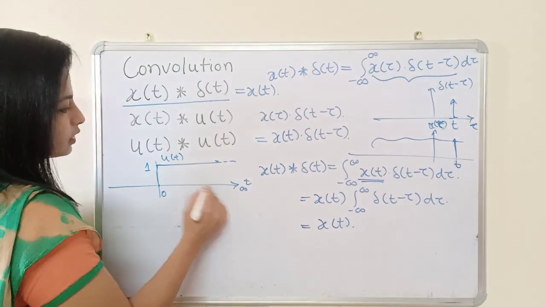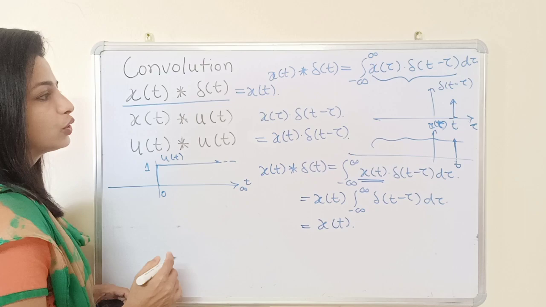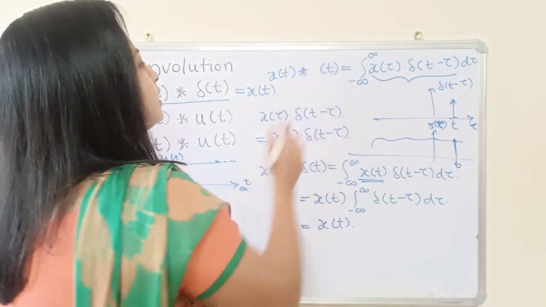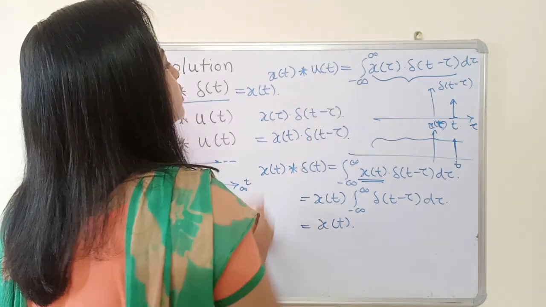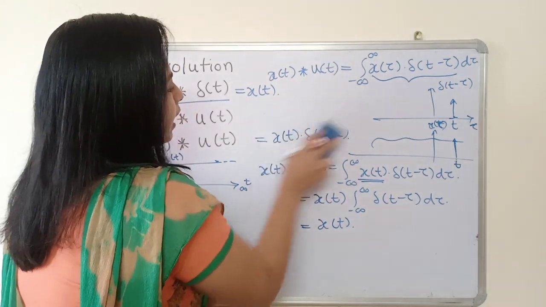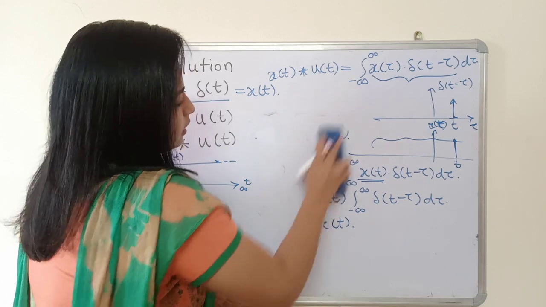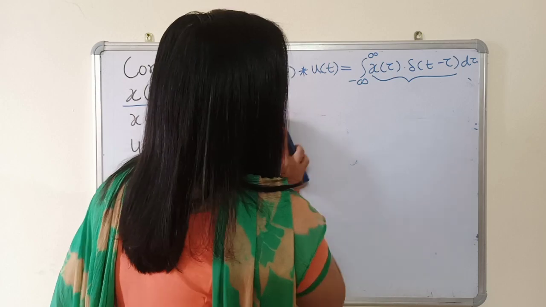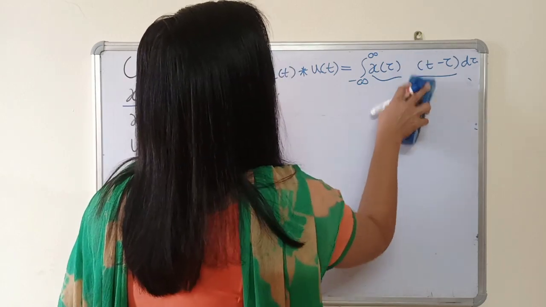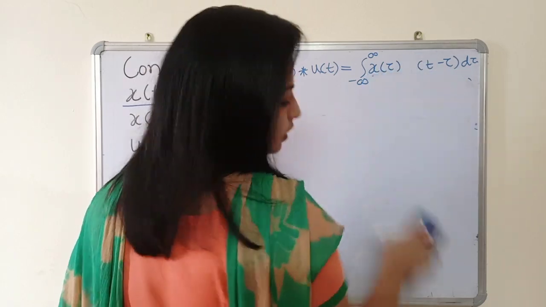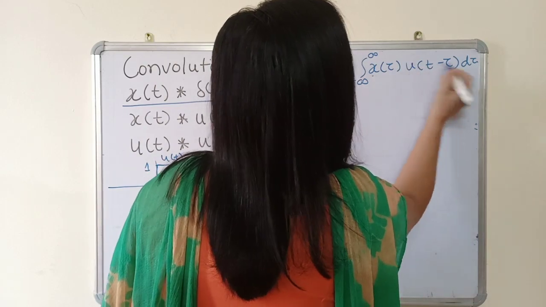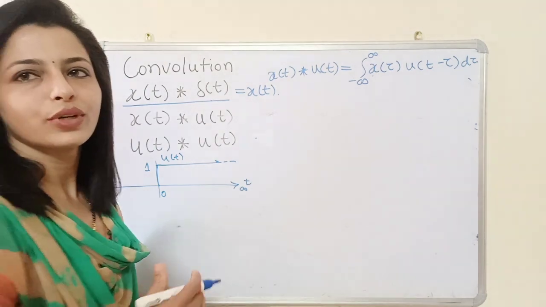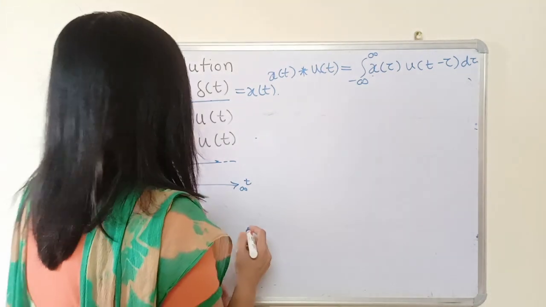Okay. So this is the time index t. So now we need to write this signal x of t convolved with u of t. Now instead of this delta of t, in the formula we'll write u of t minus tau. So how u of t minus tau looks is the question. Okay. So let us draw this.